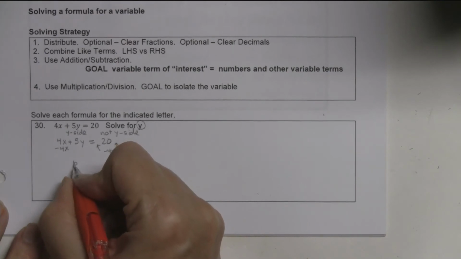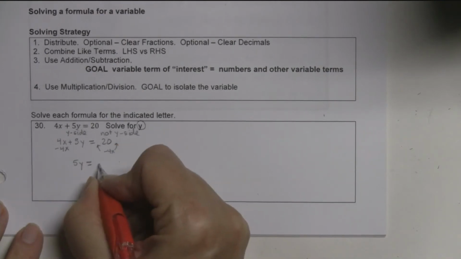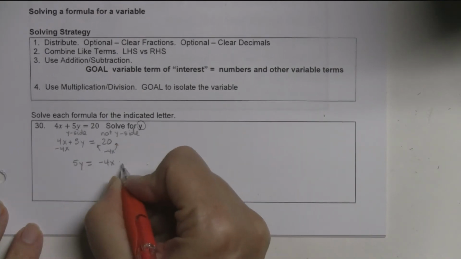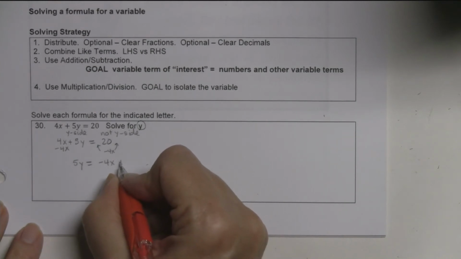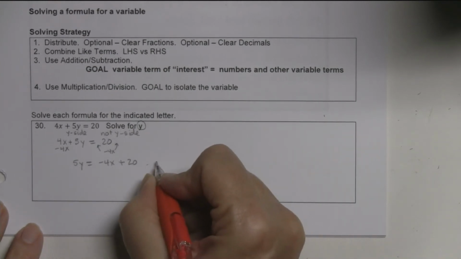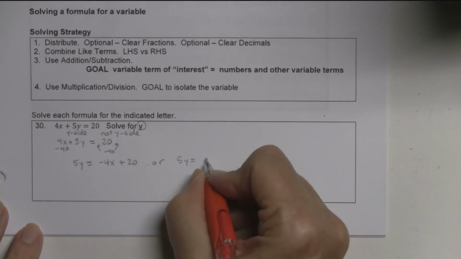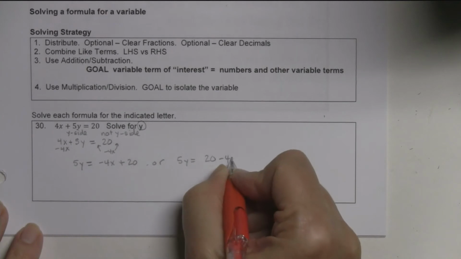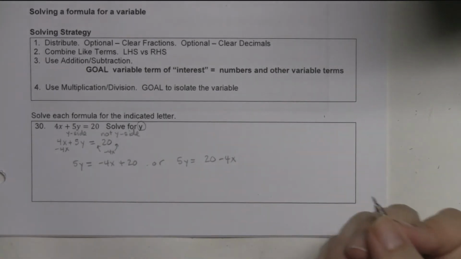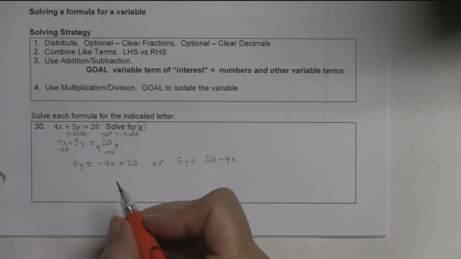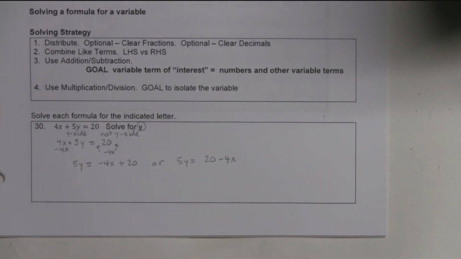So it's going to look like 5y equals negative 4x, and then you need an operation sign, plus 20, because 20 is positive. Or if you wrote it on the other side, it'd look like 5y equals 20 minus 4x. It's all good. Whichever one you did is perfect. You don't line it up with the 20 because they're not like terms. You can't add 20 and the minus 4x with one another.